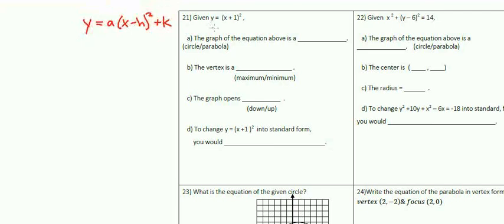Now take a look at this. The a value is 1, so it doesn't have to be written. The k value here is 0, so it doesn't have to be written. But this is clearly not a circle, because if it were a circle, the y value would also be in parentheses squared. So this graph must be a parabola.